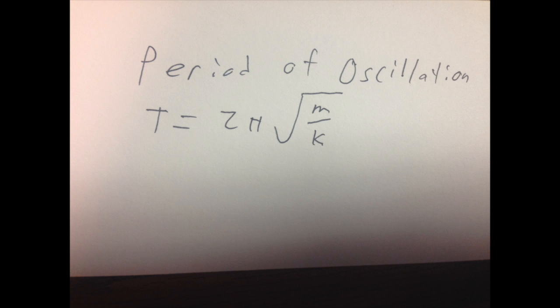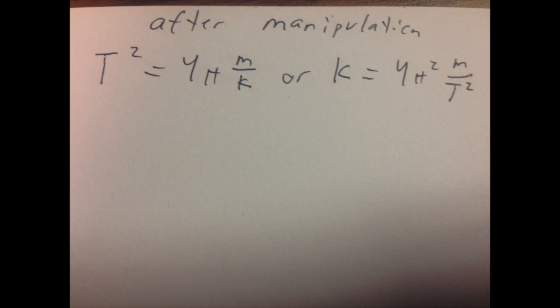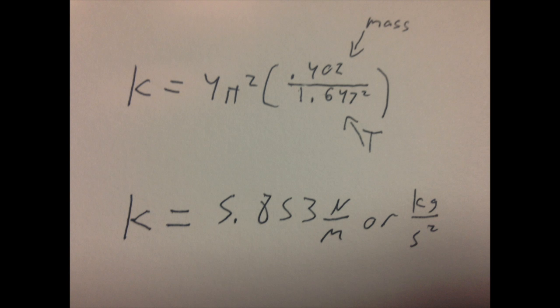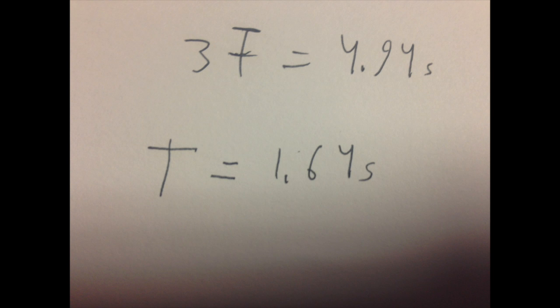Let's now talk about the fundamental principles. To start off, we have the period of oscillation T equals 2 pi square root m over k. This then, after manipulation, takes us to k equals 4 pi squared m over T squared. I then plug my numbers into it and I get k equals 5.853. I then measure the oscillation to be 3T equals 4.94 and divide by 3, T equals 1.64.